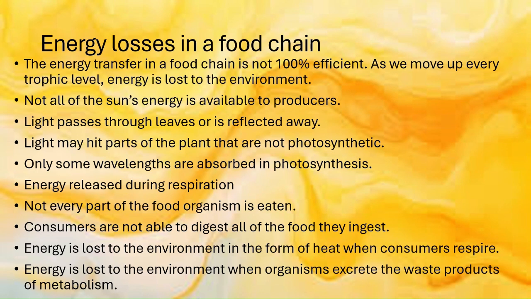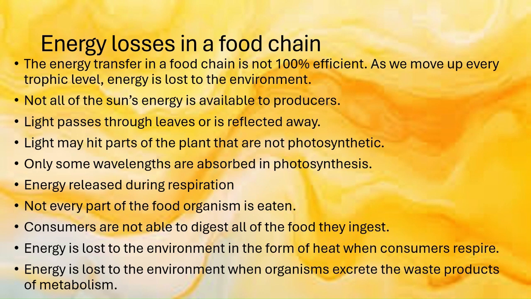Not all of the sun's energy is available to producers. Light passes through leaves or is reflected away. Light may hit parts of the plant that are not photosynthetic. Only some wavelengths are absorbed in photosynthesis. Energy released during respiration is not passed on to the next trophic level, so that's energy wasted once again.